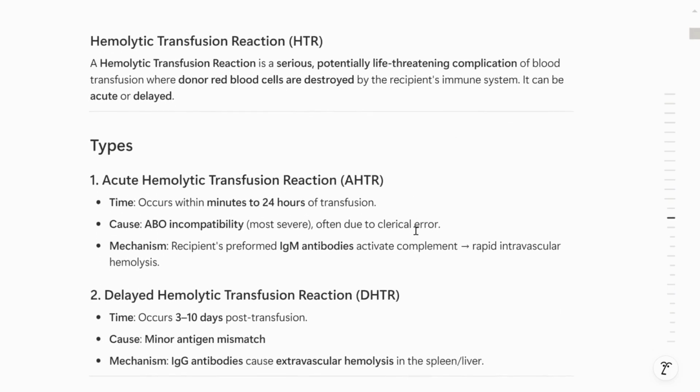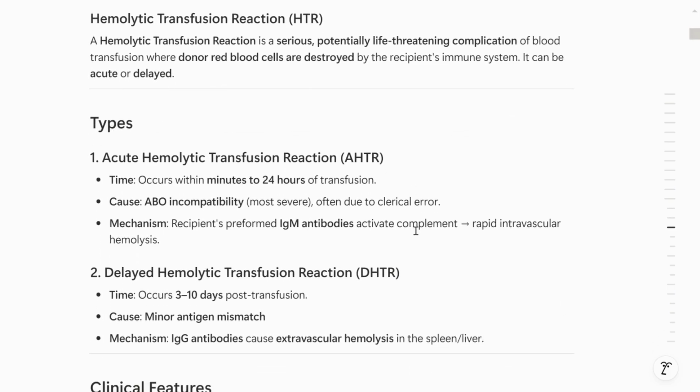So the acute hemolytic transfusion reaction occurs within minutes to 24 hours. It is caused by ABO incompatibility, and the mechanism is IgM antibodies which are preformed in the recipient that activate the complement system, resulting in rapid intravascular hemolysis. Whereas the delayed hemolytic transfusion reaction occurs between 3 to 10 days. It is because of minor antigen mismatch, and the important mechanism is the IgG antibodies, which result in extravascular hemolysis.